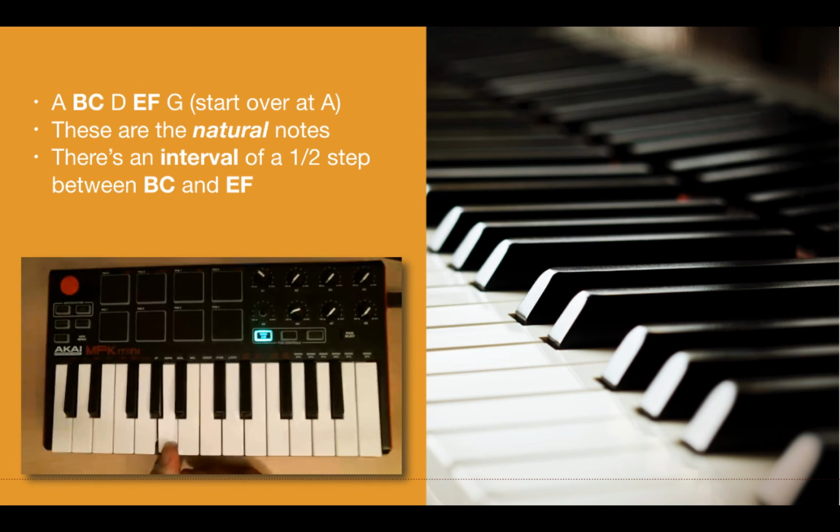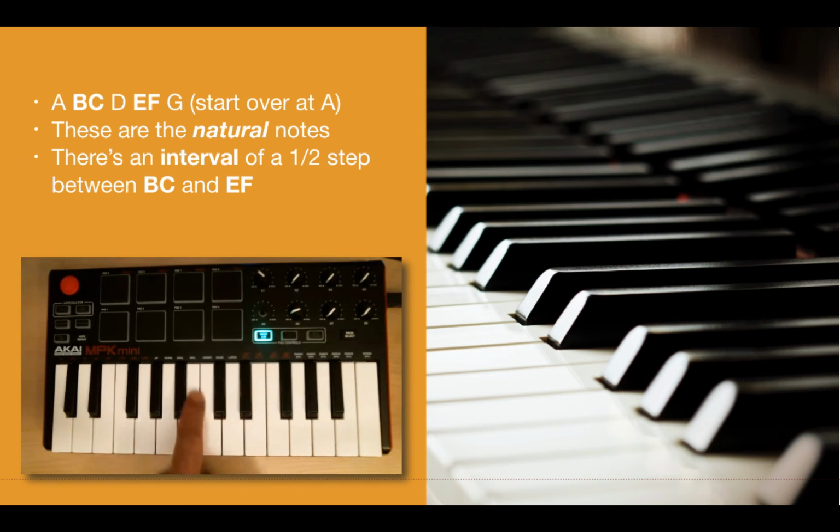So here's an A. Now, between A and B is a whole step. Notice there's a black key right there. So that would be A sharp or B flat. That's one half step. Now from A sharp or B flat to B is another half step. So two half steps make a whole step. So in short, there's a black key between A and B.